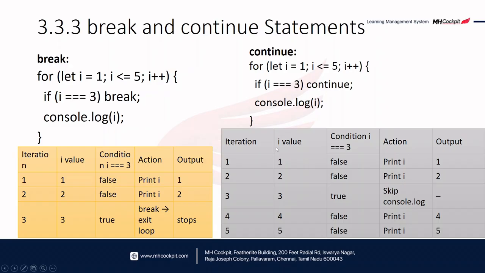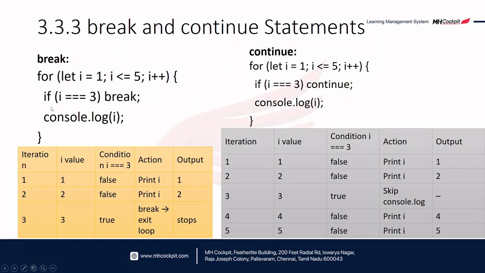Now what is happening? Let's see. See, for the first one it's printing 1, for the second one it's printing 2, but the third iteration, what is happening? It is skipping the execution of the print, that is the console.log of I. Is skipping it, and then it is going to the fourth iteration. See, so output will be 1, 2, 4 and 5. It is not executing the third iteration. It is continuing to the next iteration. That is what the difference between break and continue, right?